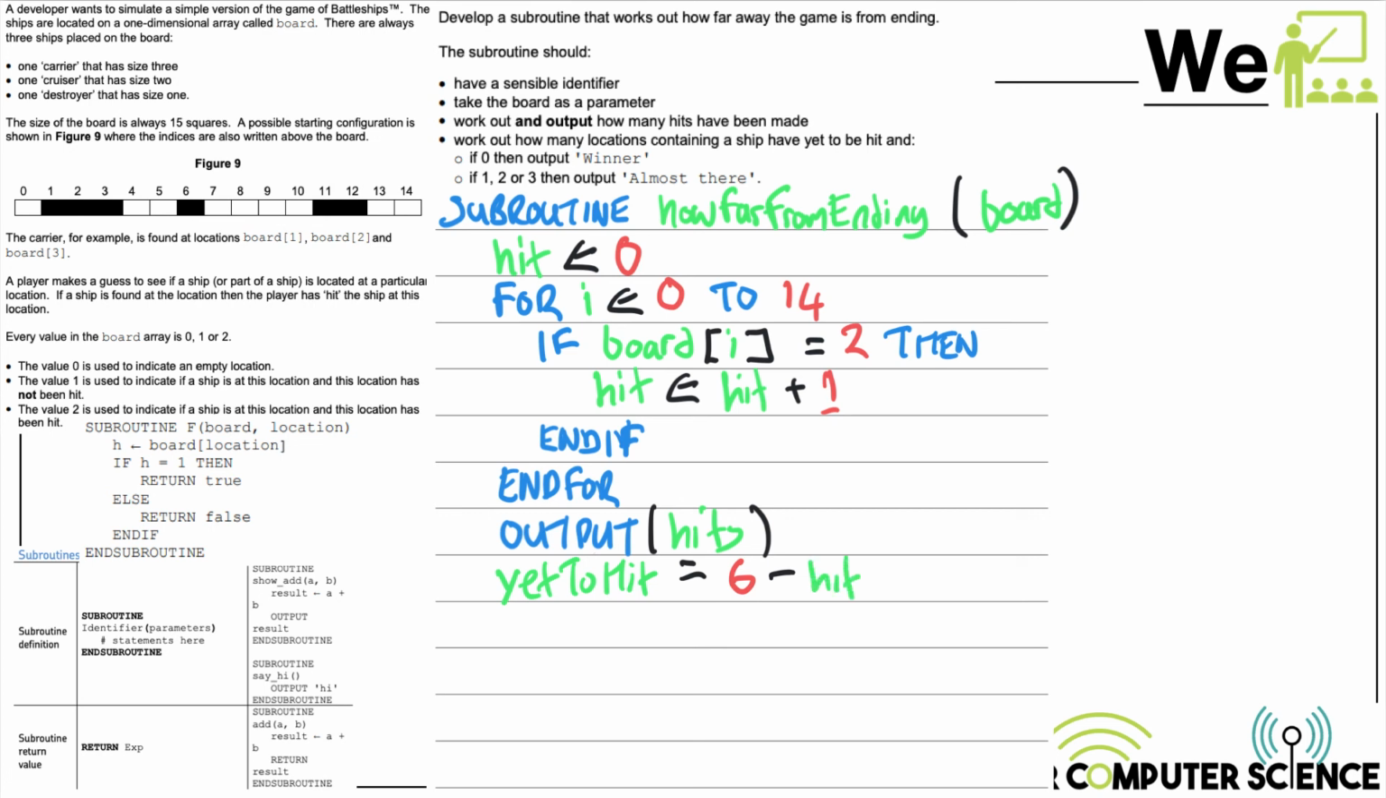Oh, I called that hits. One second. I called that hits. So they should all just be hit. I put a plural in, which is technically the wrong thing. Okay. And we say if yet to hit is equal to 0, i.e. we've hit them all, then what? Well, then output winner. So underneath here, you'd output the phrase winner. You do exactly as they've asked. So winner.